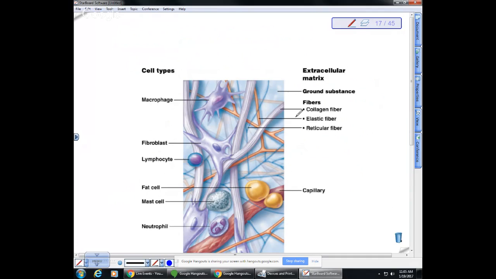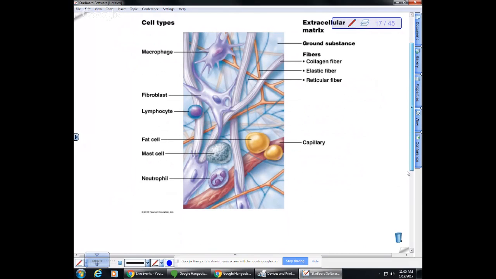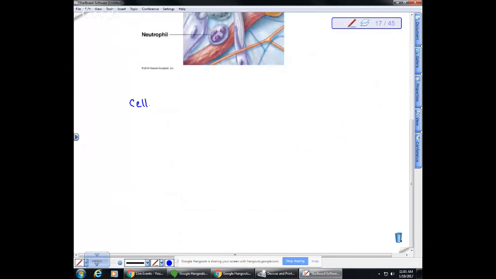So we also have cells in our connective tissue. So this would be like the third thing. So we had ground substance in the matrix, and then we had fibers in the matrix, and the cells secrete the matrix.